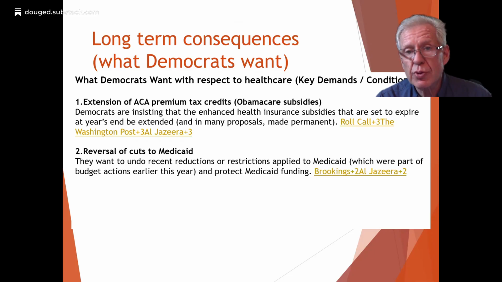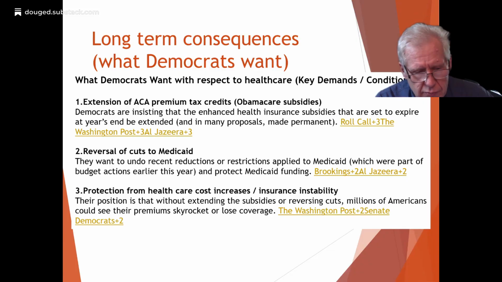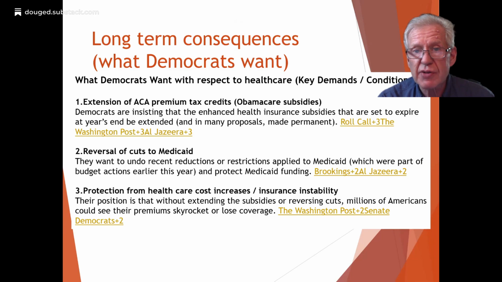Second, they're trying to reverse big cuts to Medicaid, where the federal government gives money to the states to match it in some measure, and that provides funding for people who are a vulnerable population served by Medicaid. And a third item, protection from health care cost increases, namely insurance instability, trying to use the federal government to balance the market, to control the market, to get the greatest reduction in uninsured people in the country. Those are the three health-related demands from the Democrats.